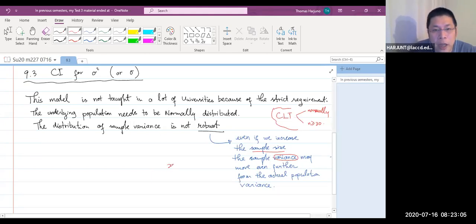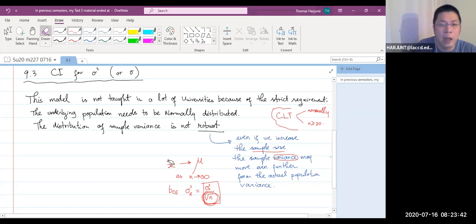So X bar will get closer to mu as we increase the sample size, because the variance of the sampling distribution is the variance of the original distribution divided by n. So the larger the n, the smaller the quotient. Okay, that's for the central limit theorem.